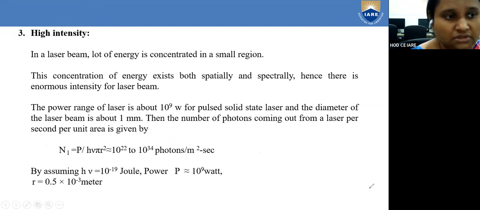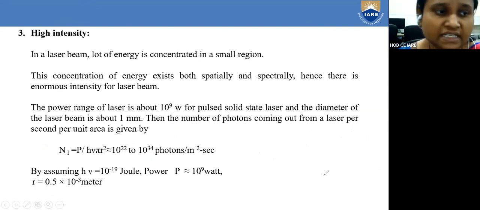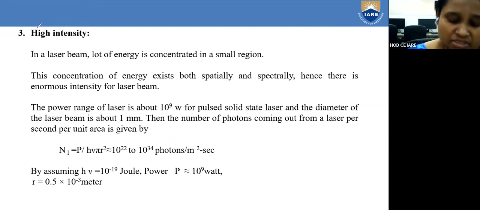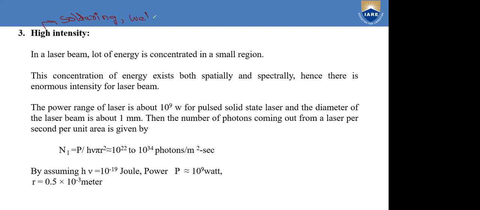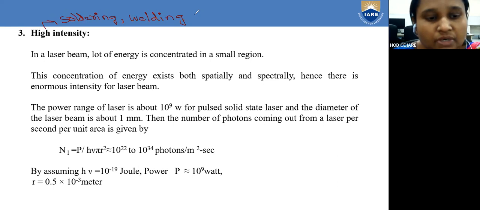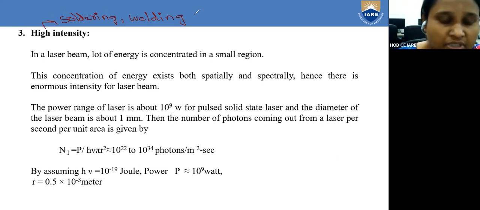So what do you mean by highly intense light? Suppose you take laser light, what is the application of laser light, students? I think laser light is used for welding, soldering. What do you mean by soldering? Where we can join two pieces together. Welding is also the same thing. So it means that laser light has the capability of melting certain materials.